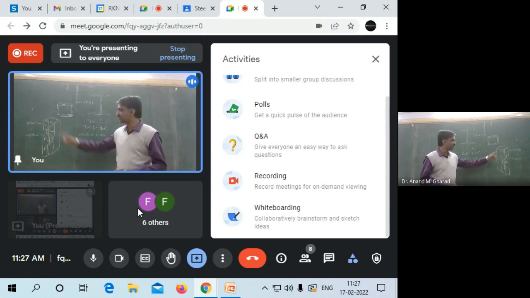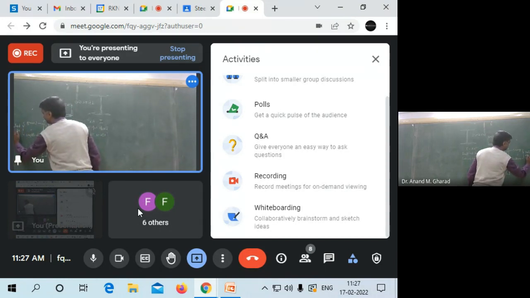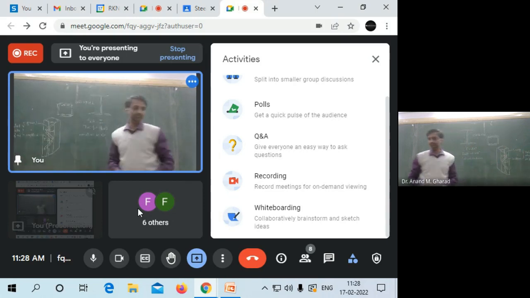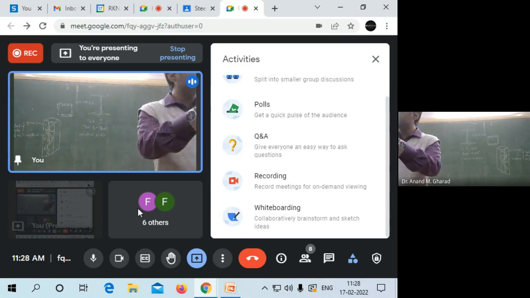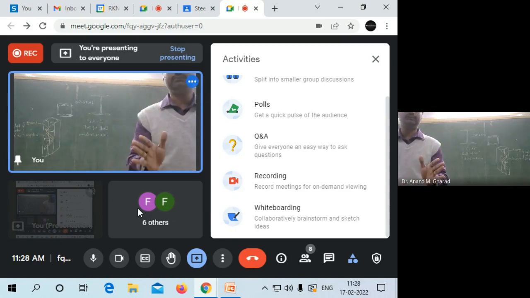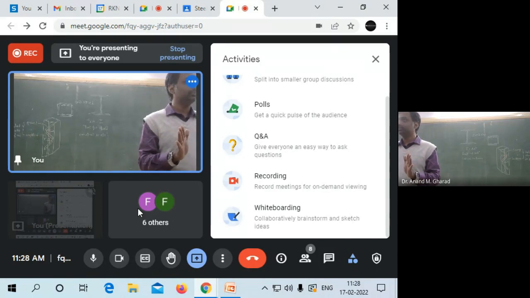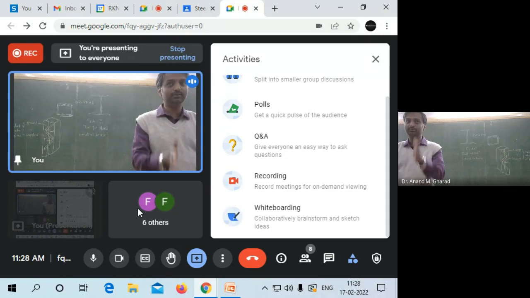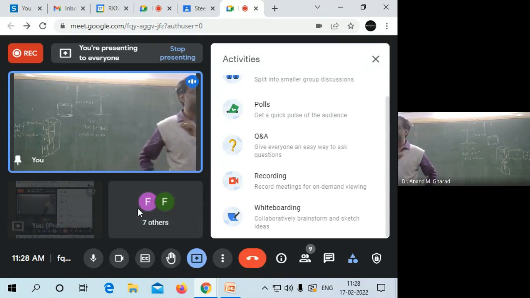What is the importance of this lacing and battening? It says the necessity of the lacing or battening is just to hold the two or more members in position. It will not contribute in load distribution. Uska purpose kya hai? Just to hold the complete members in position. That's it. No other thing. ठीक है, this is the purpose of this lacing and battening.